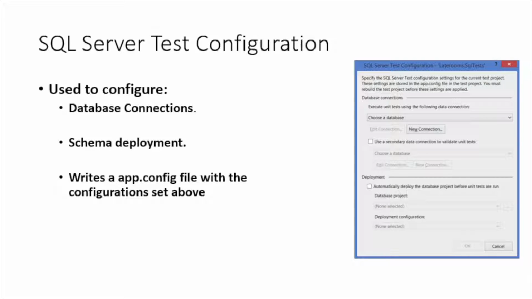If you've got a database project configured in your solution, you can also deploy it by ticking that box. So when you hit F5 to run your tests, it will go to the configured database project and deploy it for you, with whatever's configured in the primary connection.